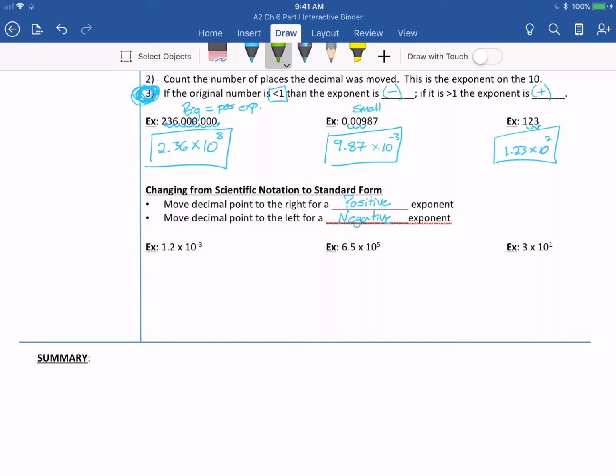Here I get a negative exponent, so I have to make this a really small number, so I move it 1, 2, 3 times. So it's 0.0012. This next one is a positive exponent, so I have to make it really big: 1, 2, 3, 4, 5, 6, 5, 0, 0, 0, 0. 4 zeros on there, and done. And that last one is 3 times 10 to the first. This is a weird one, but here's the decimal, and it only moves 1 time. It's positive, so it makes it a bigger number, so this turns into just 30.